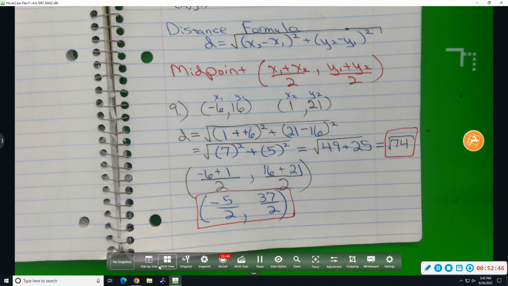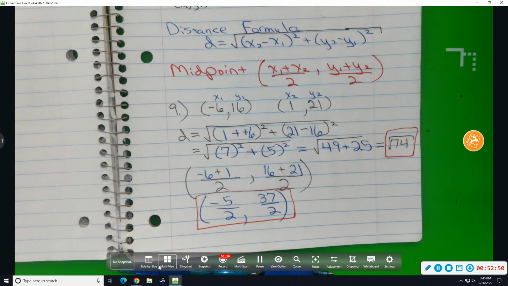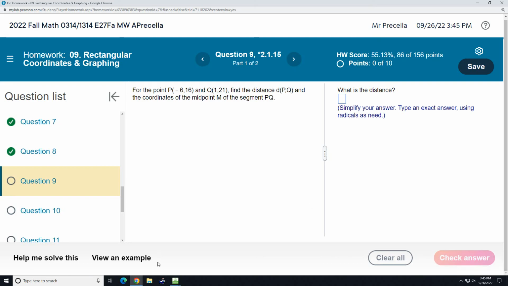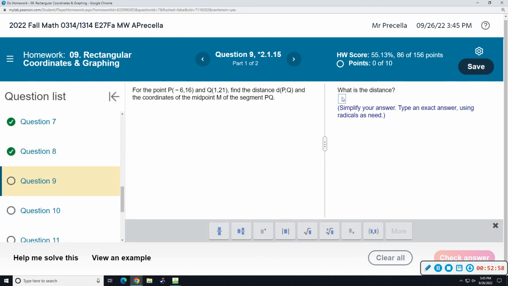Any questions there? And I come over here. And first thing they want is the distance. I click in the box and my little toolbar pops up. What am I going to click first? Square root of 74.